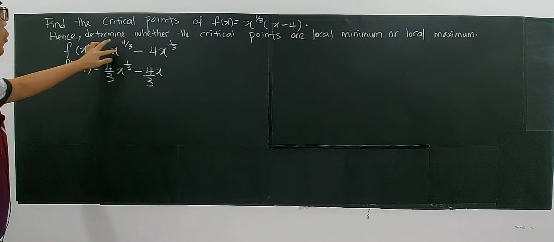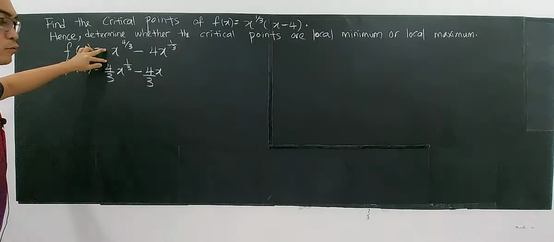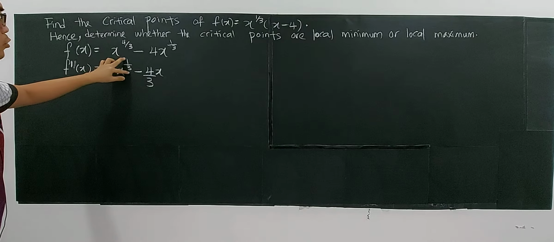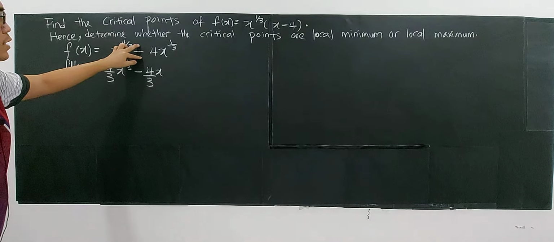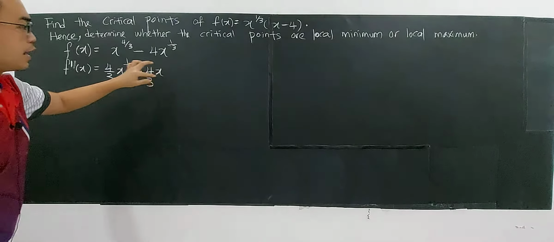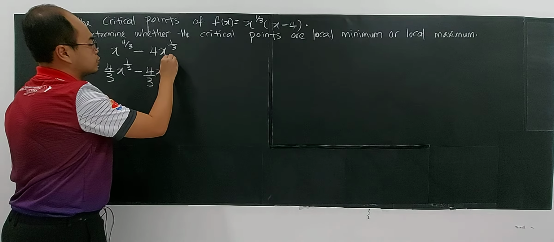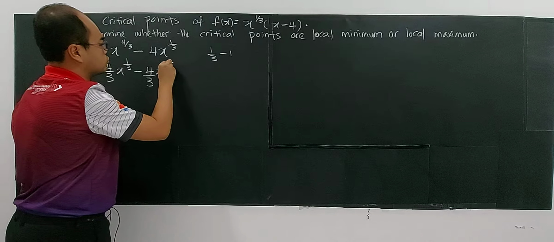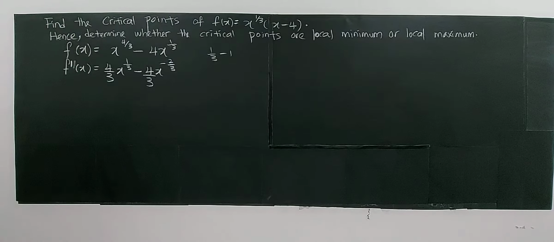Remember 4/3 is brought down, so you have 4/3 x to the power of 1/3. Then minus, differentiating with the basic rule, bringing down the 4, you get 4/3 x to the power of negative 2/3, since 1/3 minus 1 is negative 2/3. This is your first derivative here.